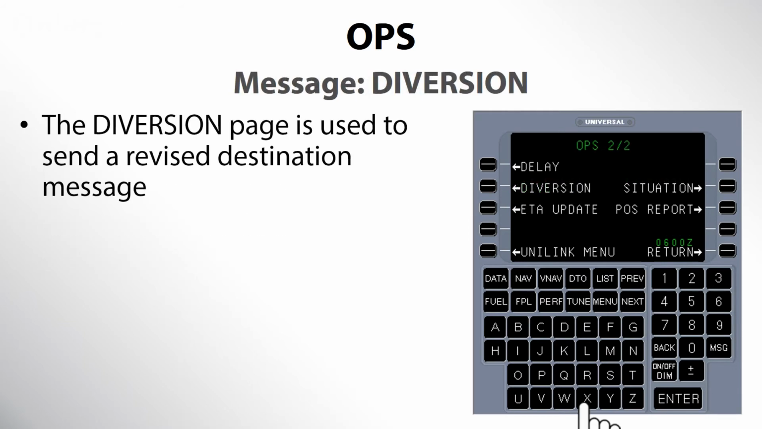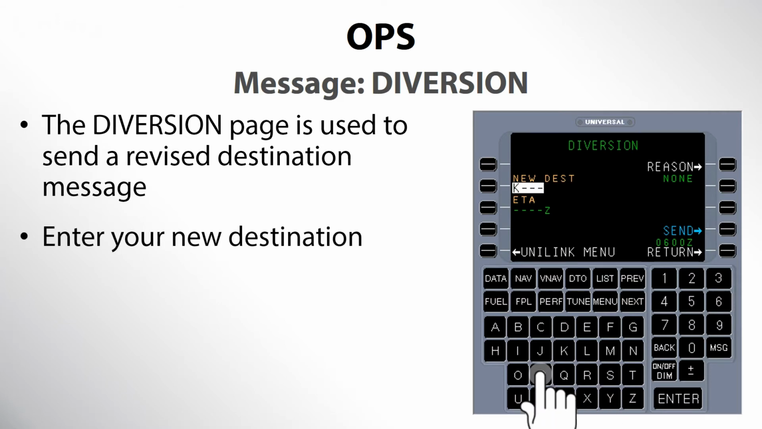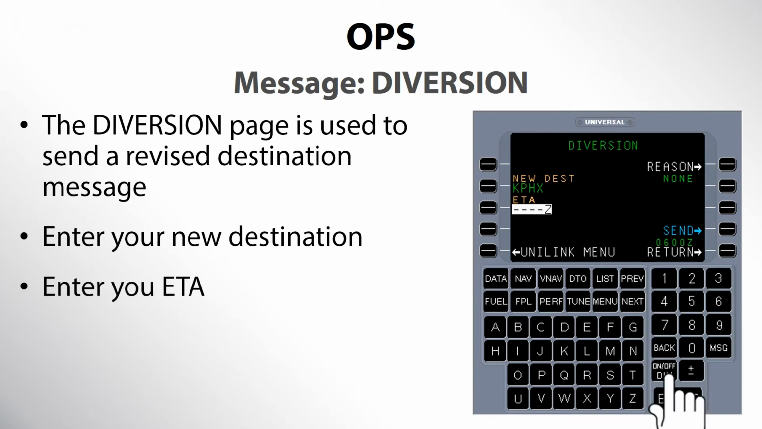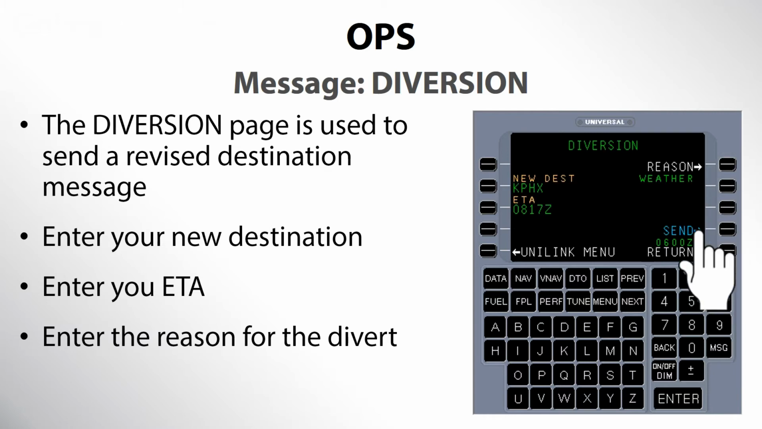The Diversion page is used to send a revised destination message. To send a diversion message, enter your new destination and press Enter, or verify the new destination data from the FMS. Next, enter an ETA and press Enter, or verify the ETA data from the FMS. Press Reason to access the Divert Reason page. Press the line select key adjacent to the appropriate Divert Reason option. None will be selected by default if no entry is made on this page. Press the Send line select key to place the report or message in queue for transmission.